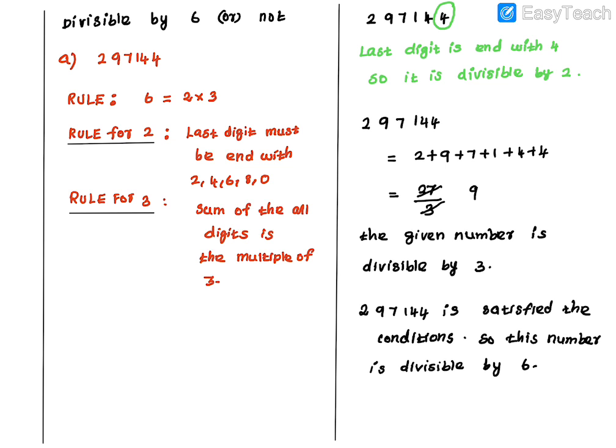Have you all understood? If any one of the conditions is not satisfied, for example the number is divisible by 2 but not divisible by 3, then the given number will not be completely divisible by 6. Okay, so this is the given condition, students.